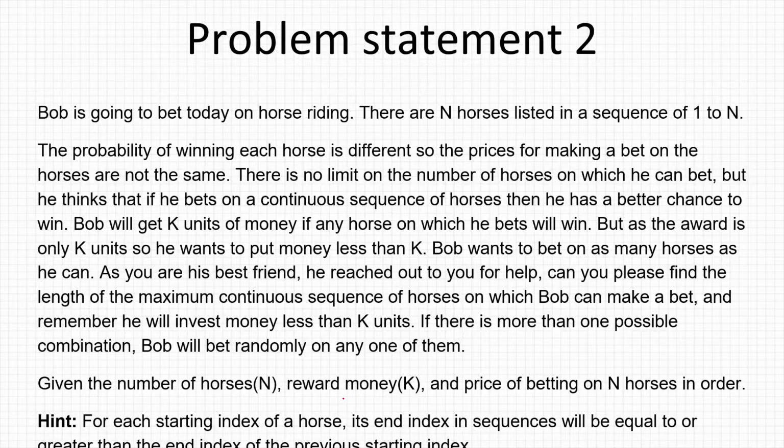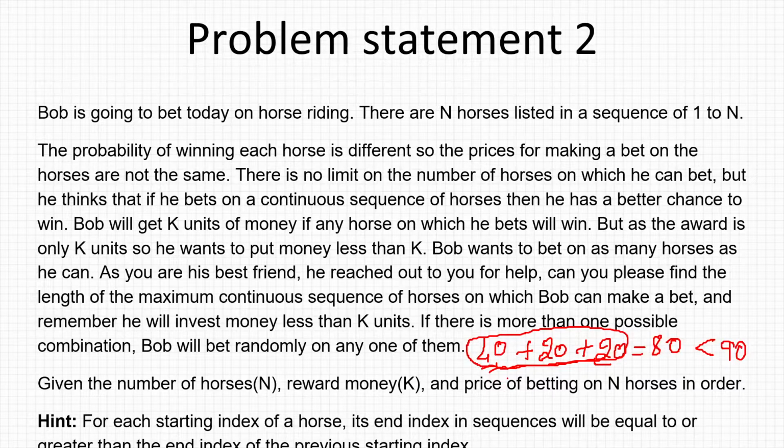So for example, the horse 1 bet value is 40 rupees, the horse 2 bet value is 20 rupees, and the horse 3 bet value is 30 rupees. So combined all this, the sequence is giving you 80, which is less than the K value 90. So 80 is definitely less than the value 90. So this is the sequence on which Bob will be betting.